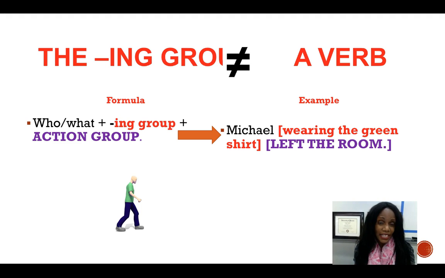We want to describe him wearing the green shirt. Now, this is the ING group. It's used to support or enhance Michael. It's adding 1, 2, 3, 4 more words to your sentence to really expand on this idea of Michael and who he is. Now, the verb is left the room. So please don't get the 2 mixed up. Those are 2 different things, and that's a misconception that many students make.